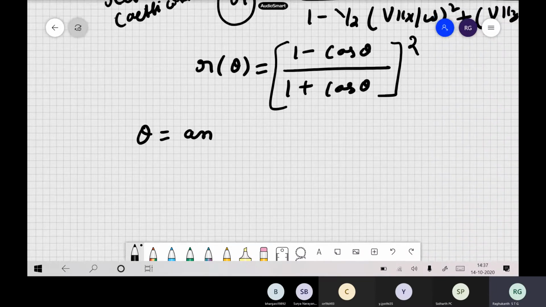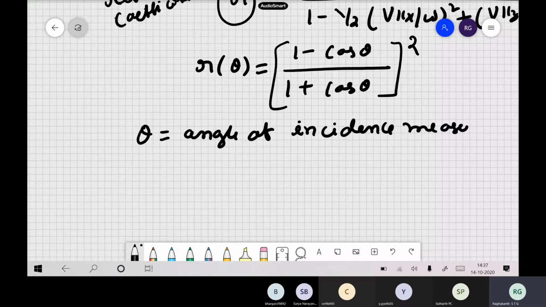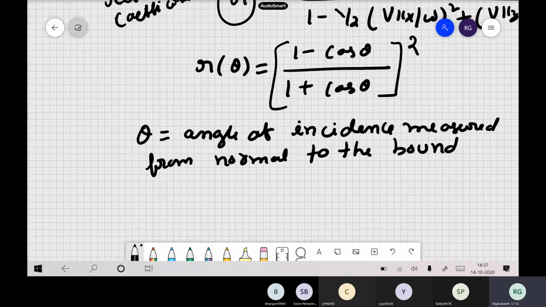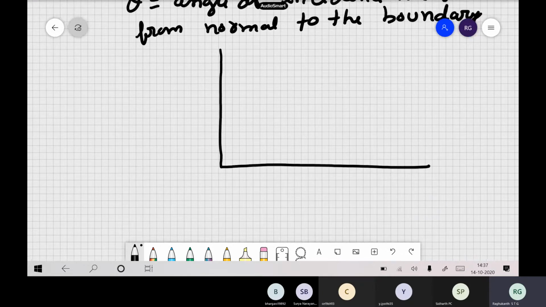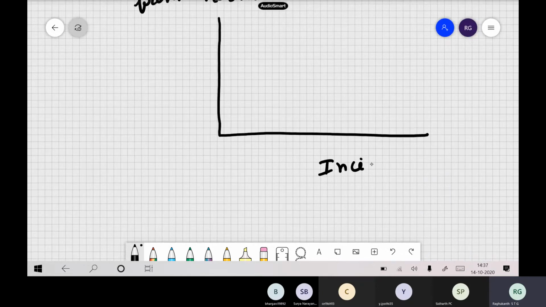So theta is your angle of incidence, measured from the normal to the boundary. This is what we call the reflection coefficient also. This equation depends on theta, and you can plot it. If you try to plot this paraxial boundary condition on a graph for a variety of angles theta.